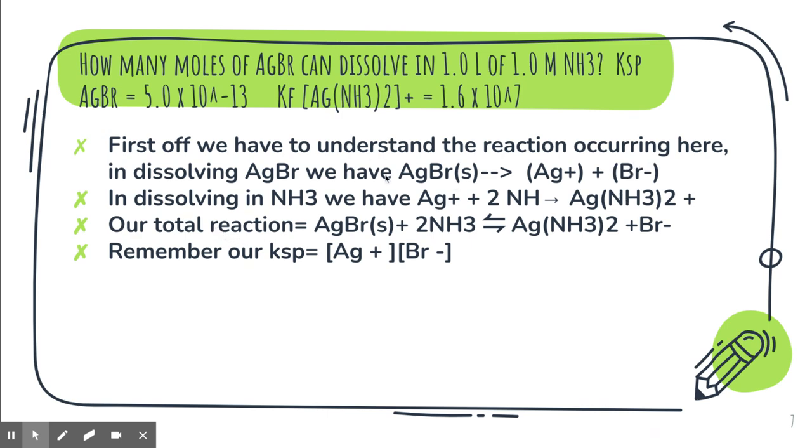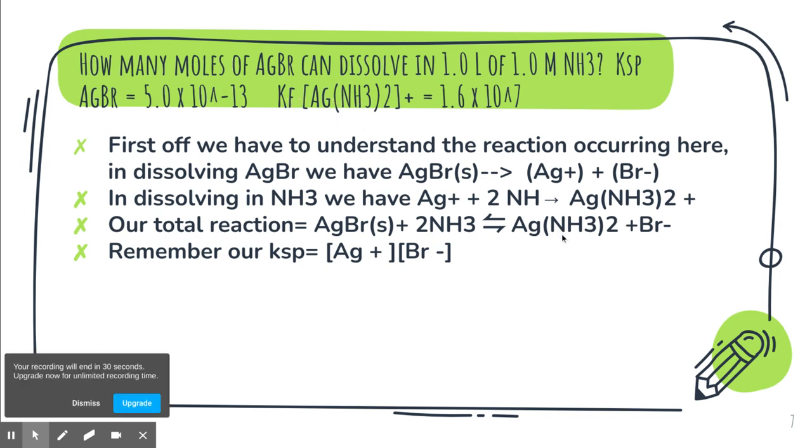If we combine these two things that are happening, we can look at our total reaction. We have solid silver bromide placed in our NH3. We have balanced it by adding the 2 here. In the process, we are creating the complex ion, Ag(NH3)2 positive, which is exactly what we need, and our bromide ion. Also, we have to keep in mind that our Ksp is our silver ion concentration times our bromide ion concentration.